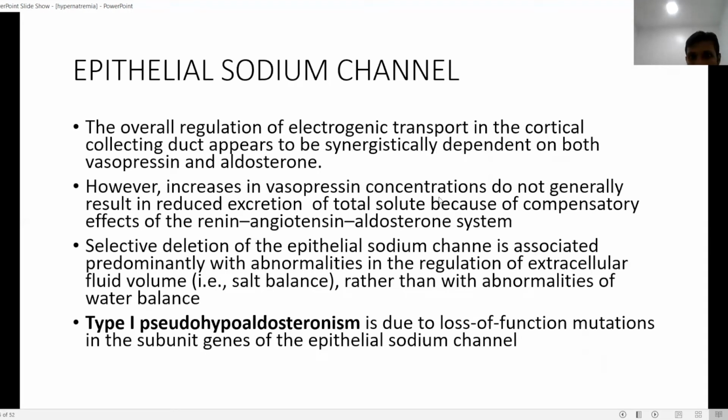Increase in vasopressin concentration actually does not generally result in reduced excretion of total solute because of the compensatory effect of the renin, angiotensin, and aldosterone system. The deletion of the epithelial sodium channel is associated with abnormality in the regulation of extracellular fluid volume, that is salt balance, rather than the abnormalities of water balance. Type 1 pseudohypoaldosteronism is due to loss of function mutation in the subunit genes of the epithelial sodium channel.